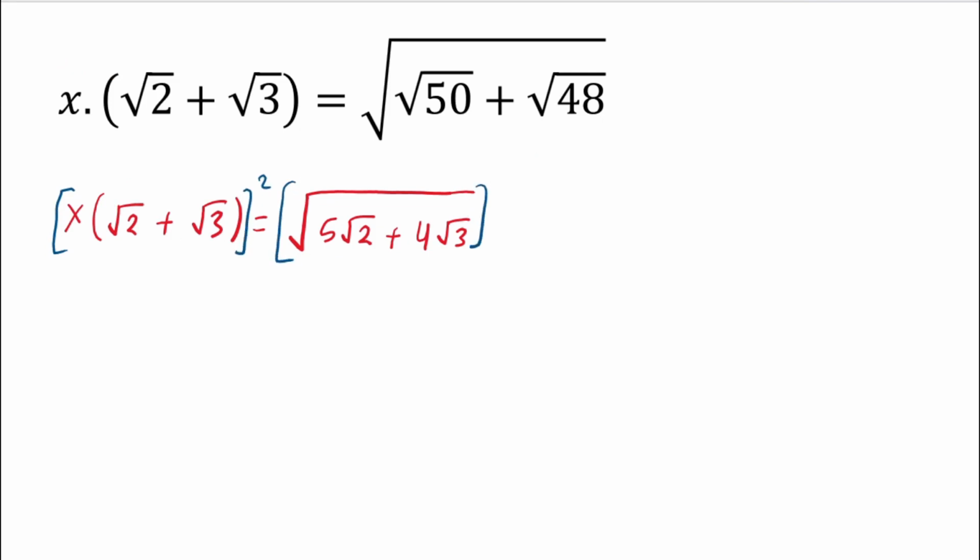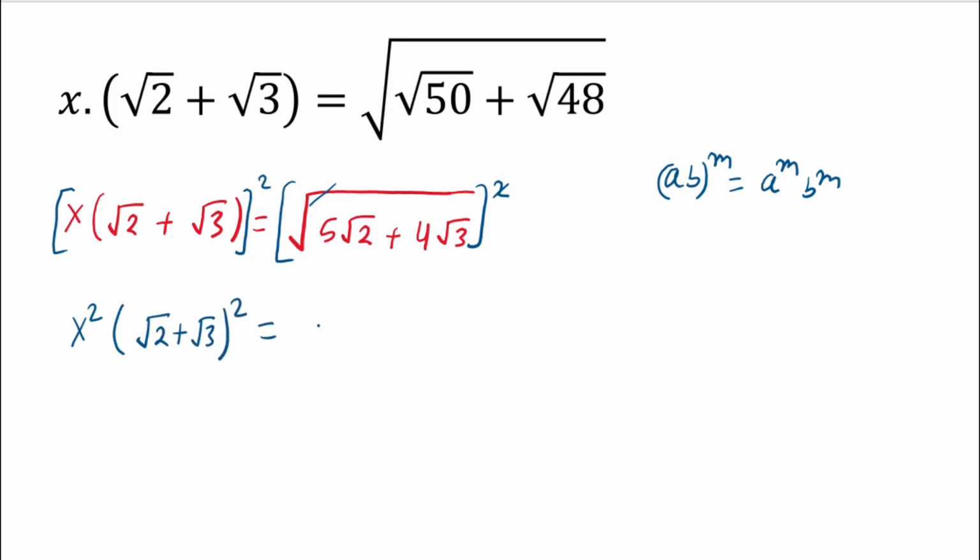then in the right hand side the square root is cancelled out by the square, and in the left hand side we will apply (a times b) to the power m, which is equal to a to the power m times b to the power m. If we apply this rule, then we can say x square times (square root of 2 plus square root of 3) to the power 2 is equal to 5 times square root of 2 plus 4 times square root of 3.